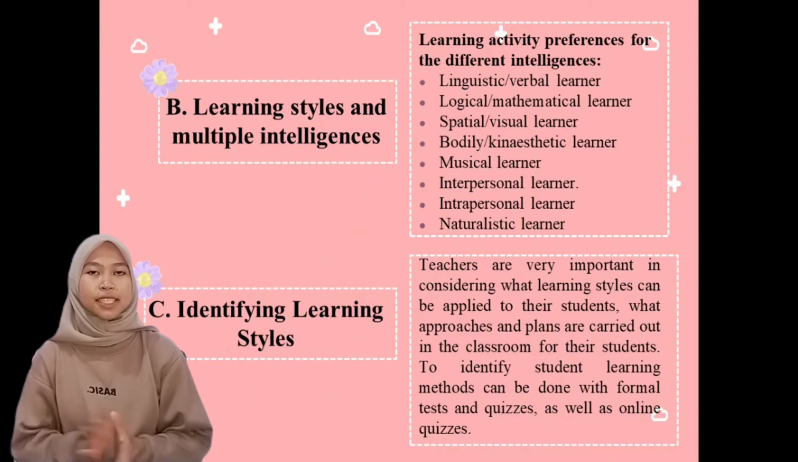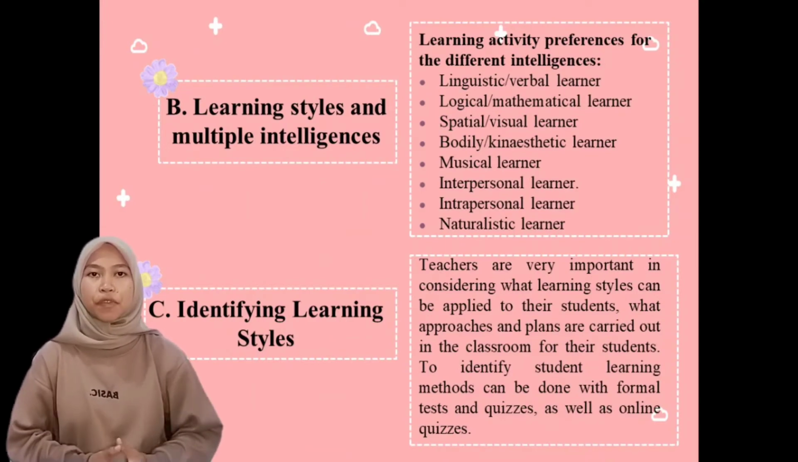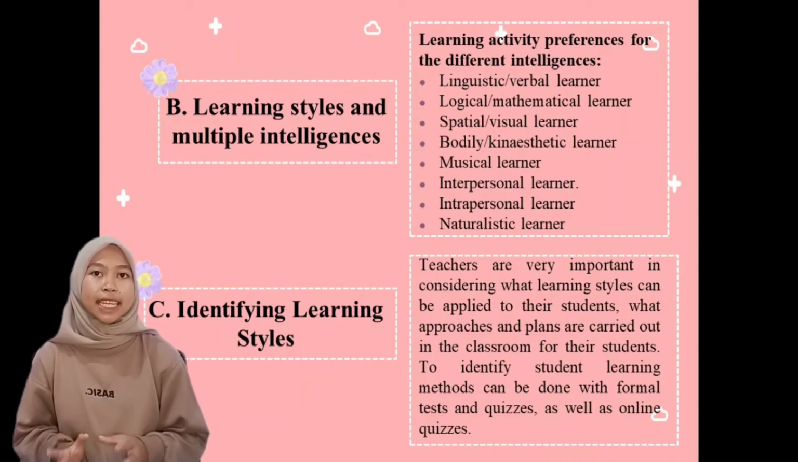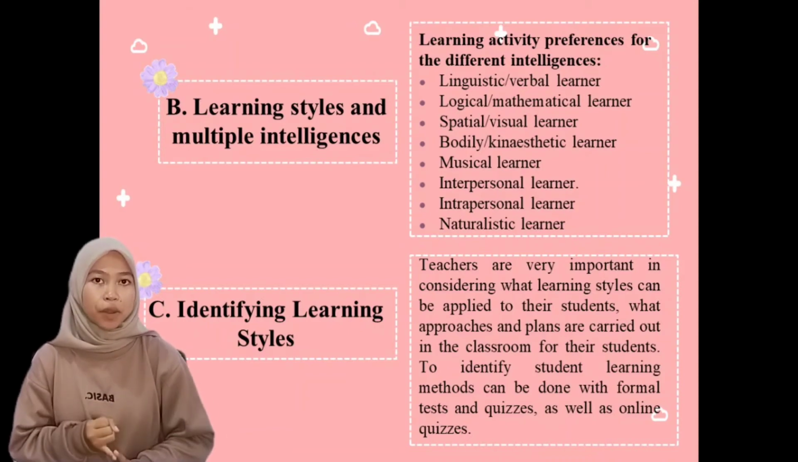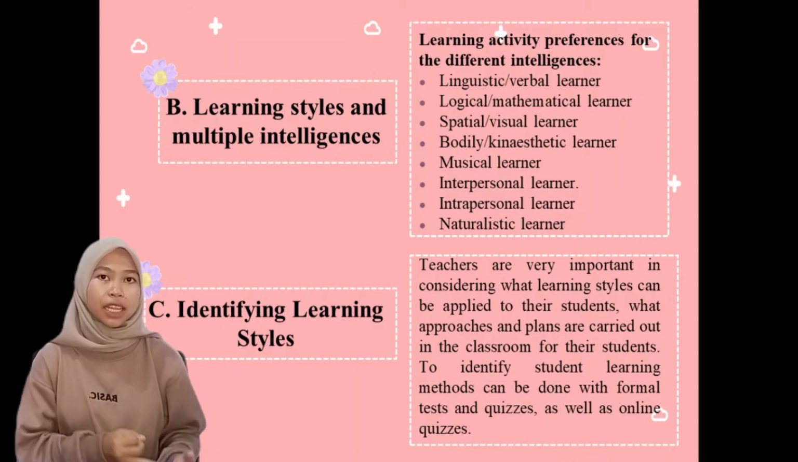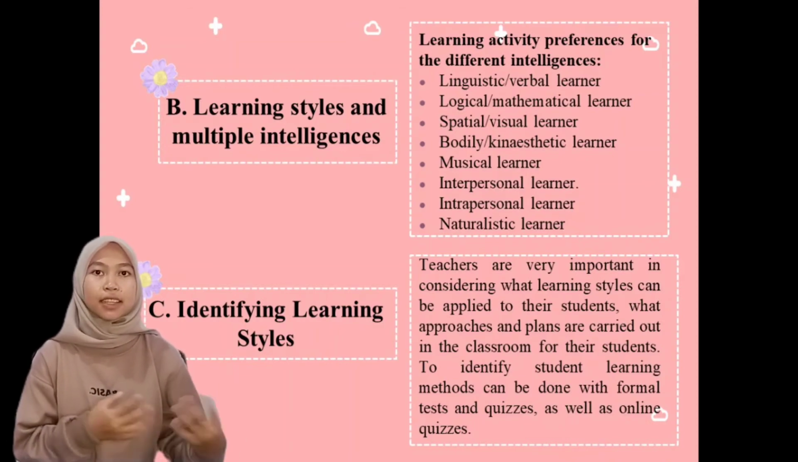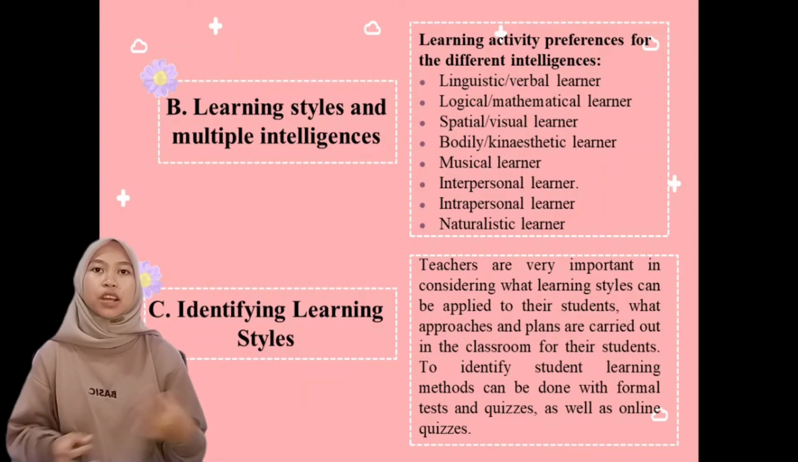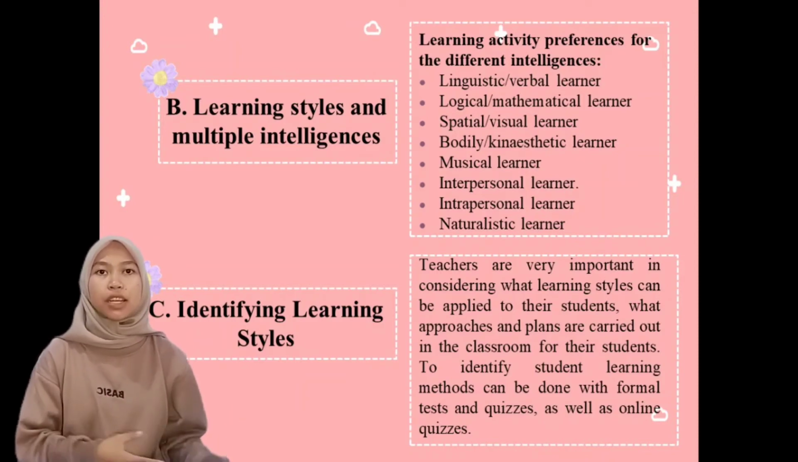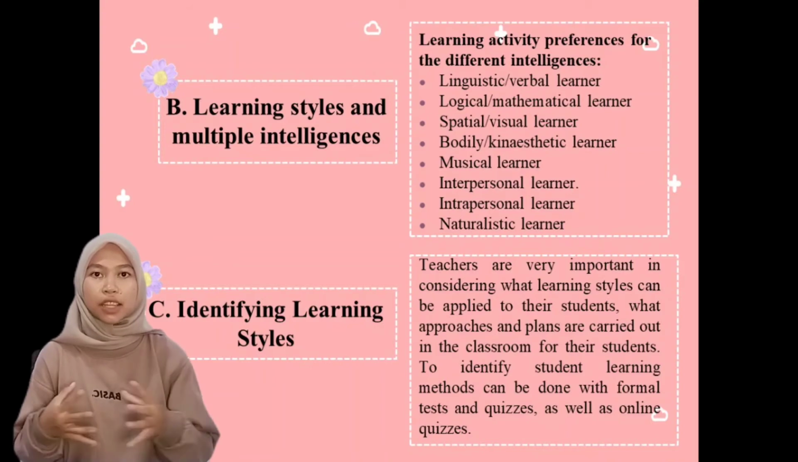Okay, the next point in this chapter, learning styles and multiple intelligences. Learning activity preference for the different intelligences: linguistic or verbal learner, logical or mathematical learner, spatial or visual learner, bodily or kinesthetic learner, a musical learner, interpersonal learner, intrapersonal learner, and the last is naturalistic learner.